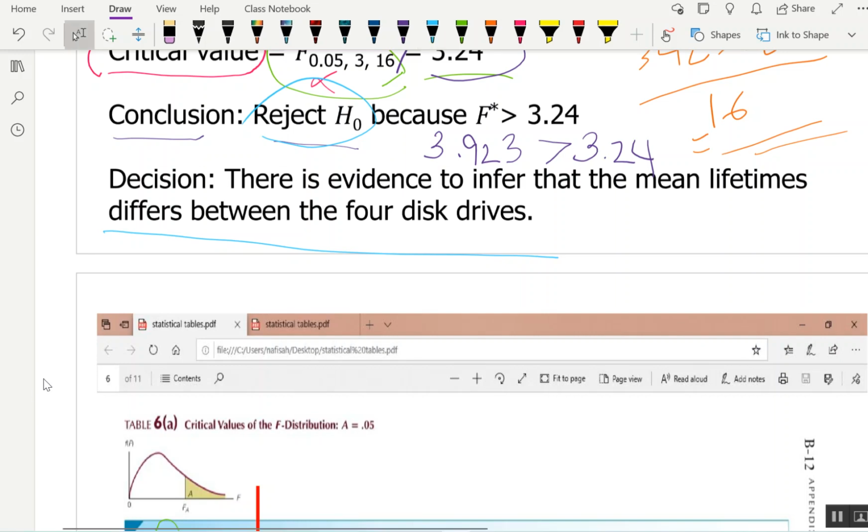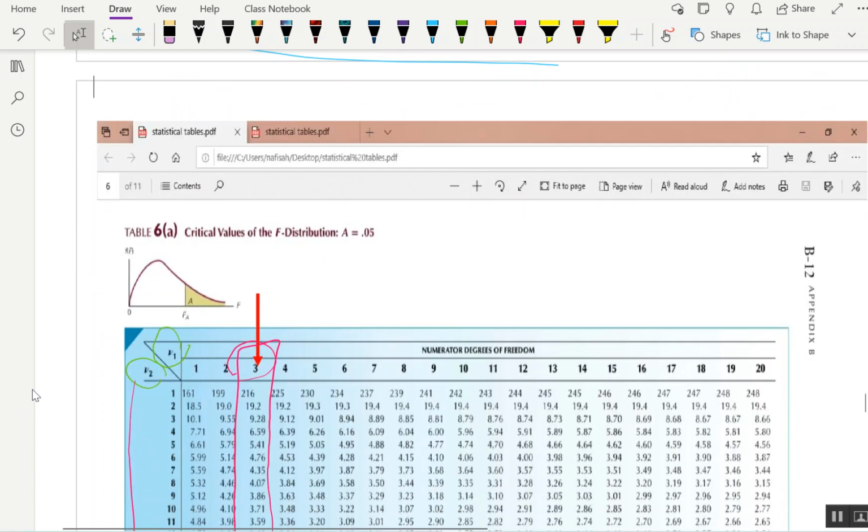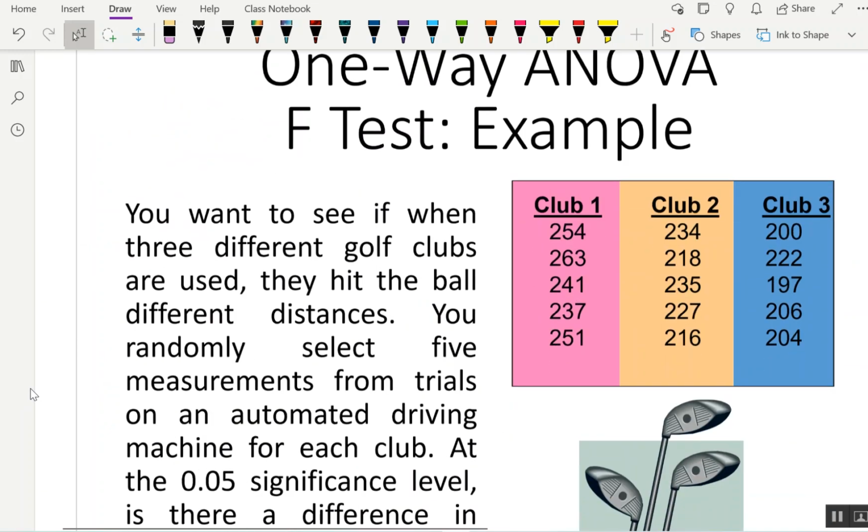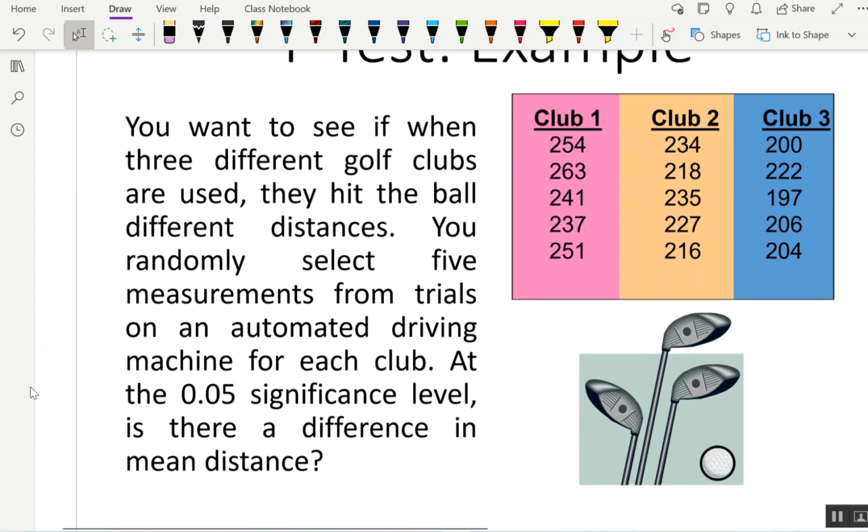Alright, so this is how we perform this ANOVA testing. A very simple example to boost up your understanding of this concept of measuring ANOVA. Okay, so this is another one that we can see on the one-way ANOVA test as well. Alright, so here we have different clubs.